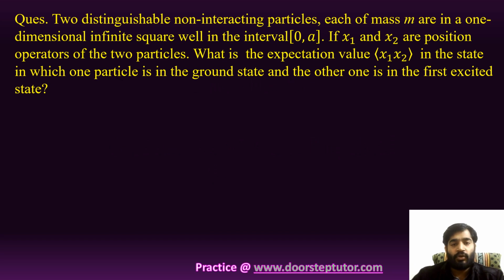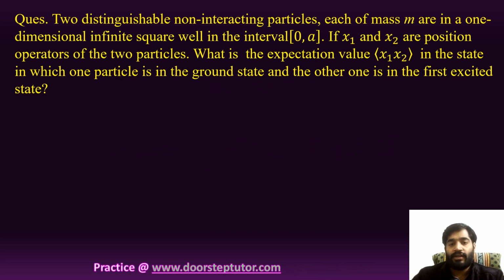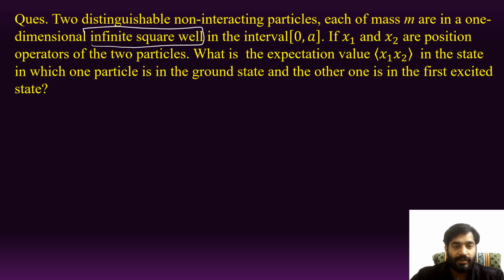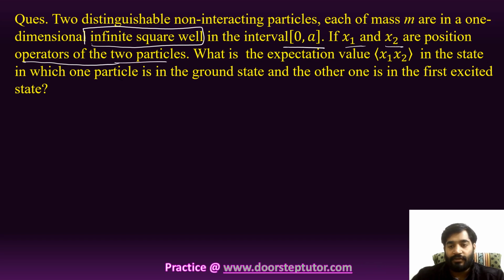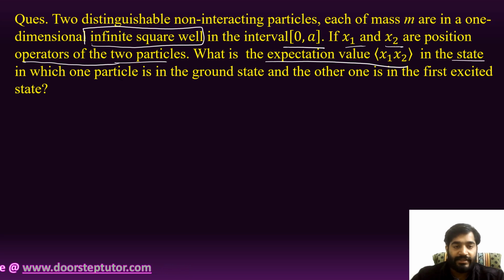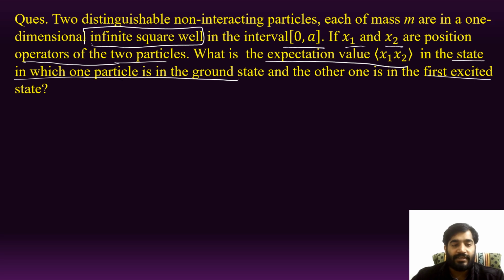In this question, two distinguishable non-interacting particles, each of mass m, are in an infinite square well. Just look at this important thing: it has an interval of 0 to a. The positions x1, x2 are the position operators of the two particles. We have to find the expectation value in the state in which one particle is in the ground state and the other particle is in the first excited state. Okay, so we have to do this.